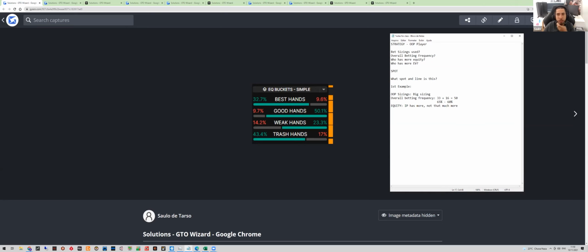I think that's a good way of answering it. It doesn't have to be super precise, but it can show us the idea of who has more equity and what's the intensity of that advantage, right? Daniel said we have 43% trash and he only has 17. So my guess is that IP has more equity. Perfect. That's a very good and quick way to see which player has more equity here, okay? Simply because half of this range here is very low on equity.